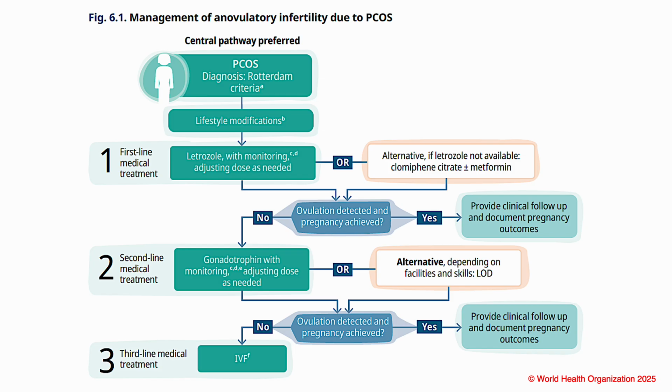So the same thing in the tabular form. The first line is letrozole. Second line, letrozole, or if letrozole is not available, then clomiphene with metformin. Next is gonadotropins instead of LOD, which is an alternative only. And third line is IVF.